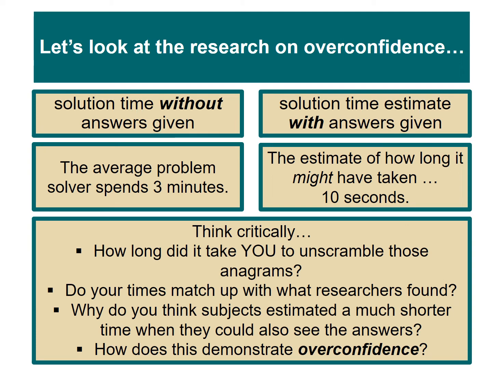So let's look at the research on overconfidence. Solution time without answers given and solution time estimate with answers given. The average problem solver spends about 3 minutes on that anagram, those 3 words that I asked you to unscramble. The estimate of how long it might have taken is about 10 minutes. So how long did it take you to unscramble those anagrams? Did your times match up with what researchers found? Why do you think subjects estimated a much shorter time when they could also see the answers? How does this demonstrate overconfidence?